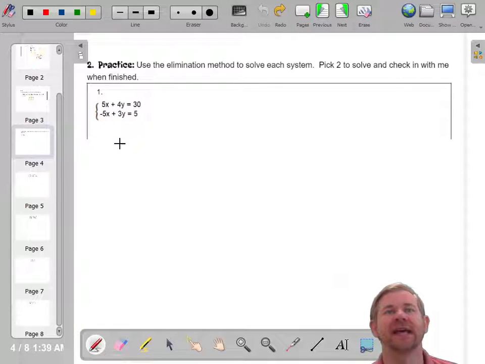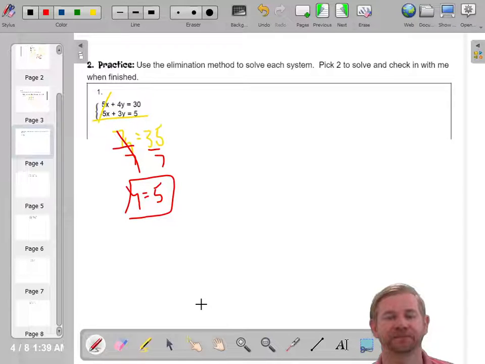So first thing, you can tell in this problem that it is set up for elimination because you have 5x and negative 5x. Those cancel out. And when you add 4 to 3, you get 7y, and 30 plus 5 is 35. Now we can divide by 7, and in almost one step, we have y equals 5.